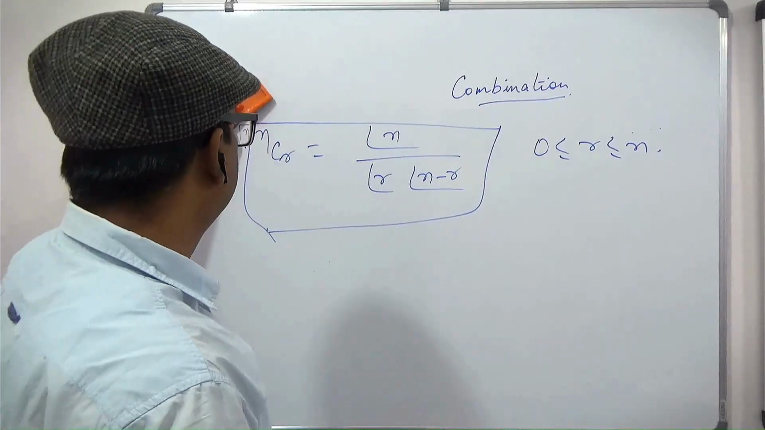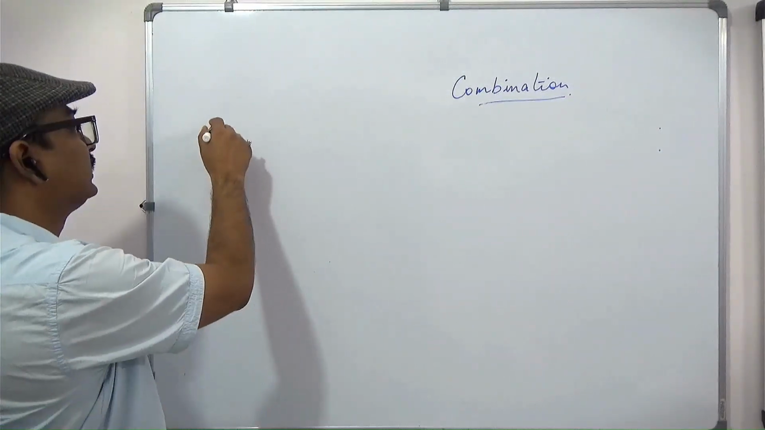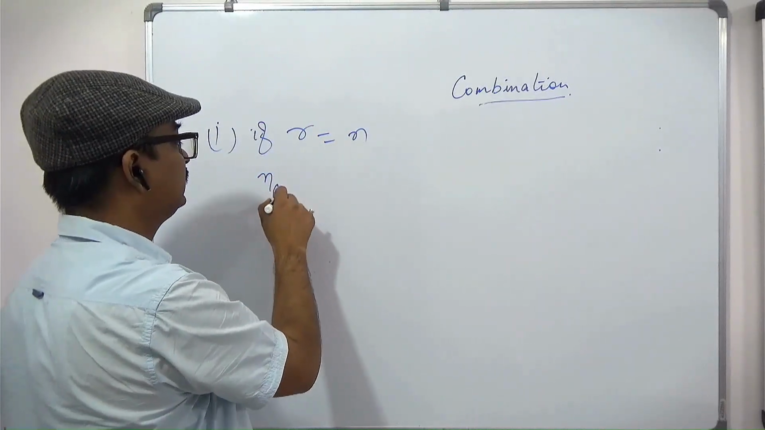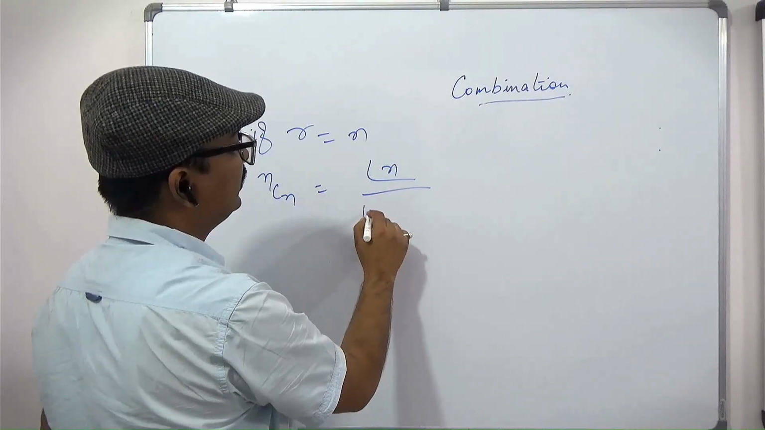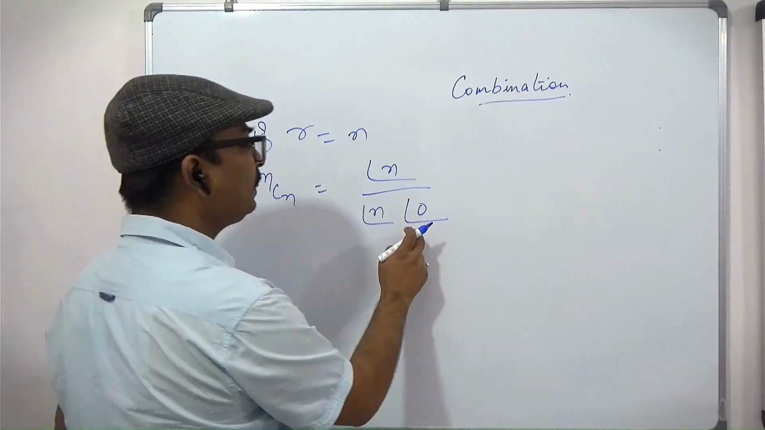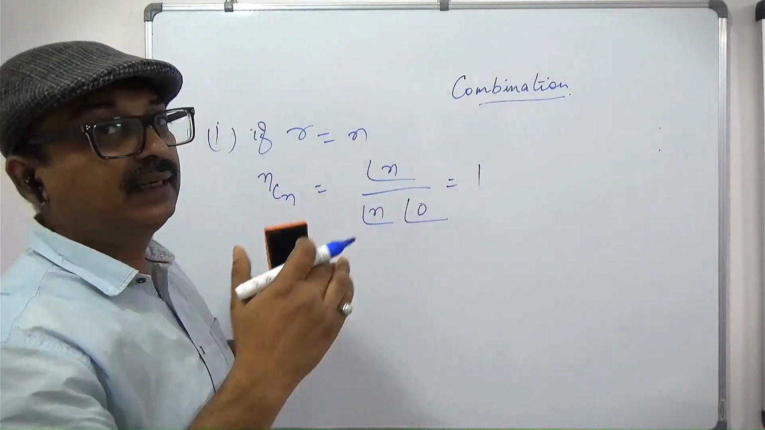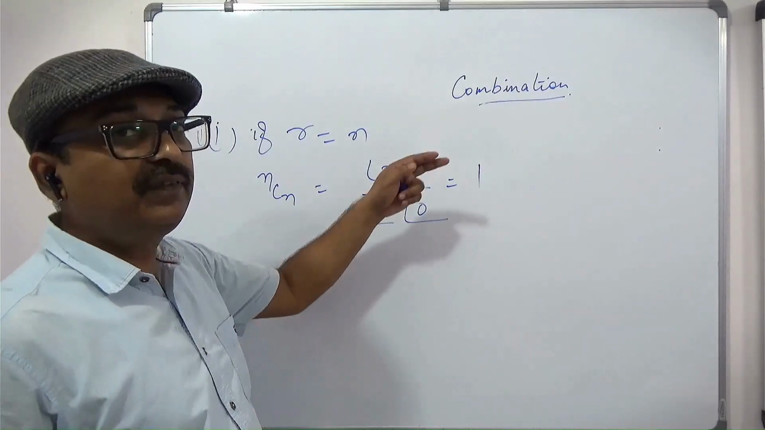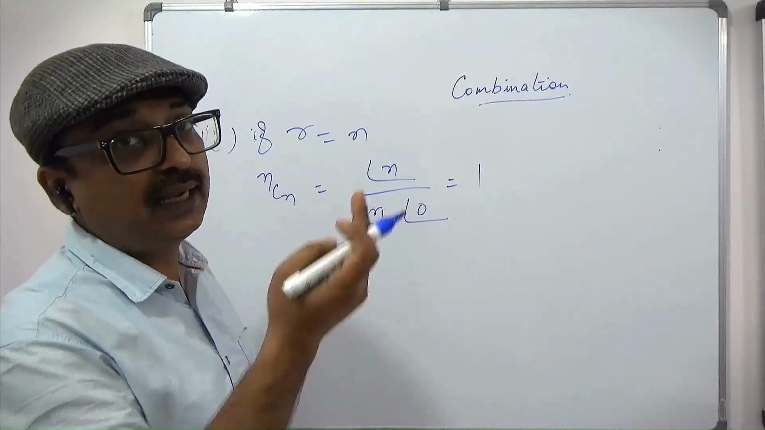Let's have certain observations on this formula. First, if r is equal to n, then this is nCn. In place of r we will write n, so factorial n by factorial n into factorial n minus n, so n minus n is 0. Factorial 0 is 1, and this will be 1. So if we have n number of balls, then the number of ways of taking all the balls at once will be one only, unlike permutation.